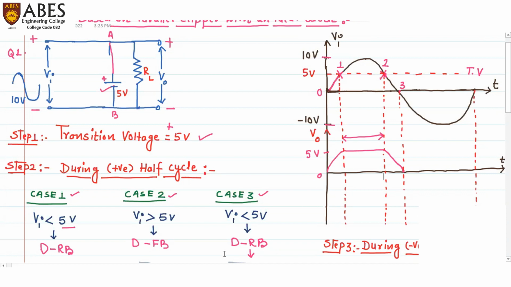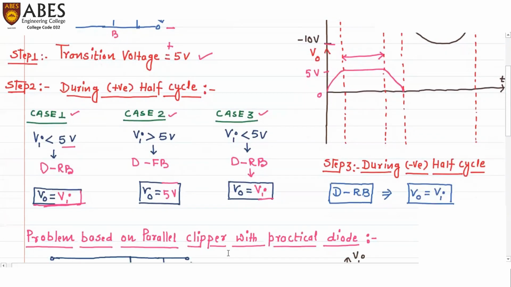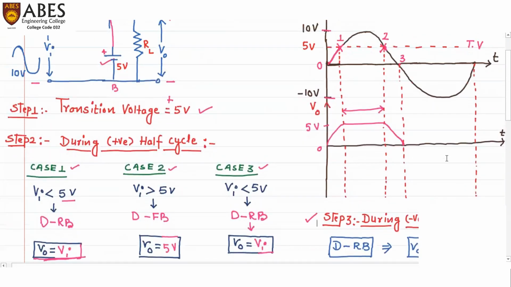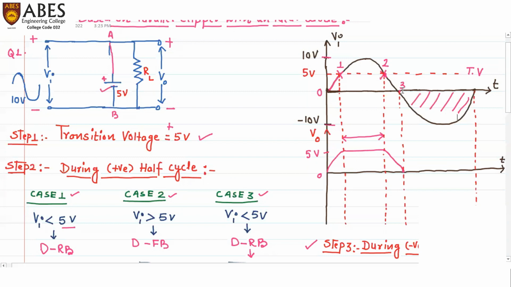Now let's take step number 3. In step number 3, we are going to calculate V naught during the negative half cycle. This shaded portion is the negative half cycle. While calculating V naught during the negative half cycle, in the given circuit, we will change the polarity. During the negative half cycle, this is minus and this is plus. And here I will connect the diode. So the diode is like this, as given in the given circuit.